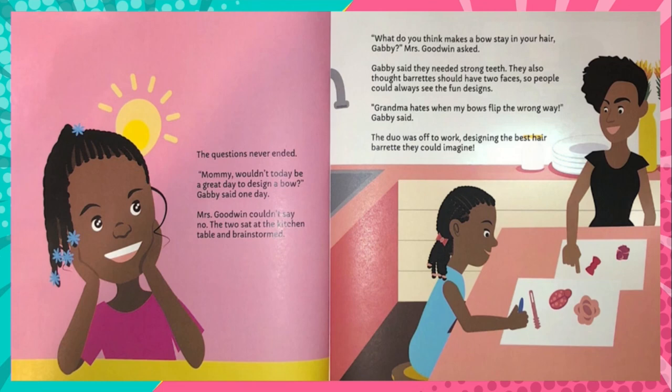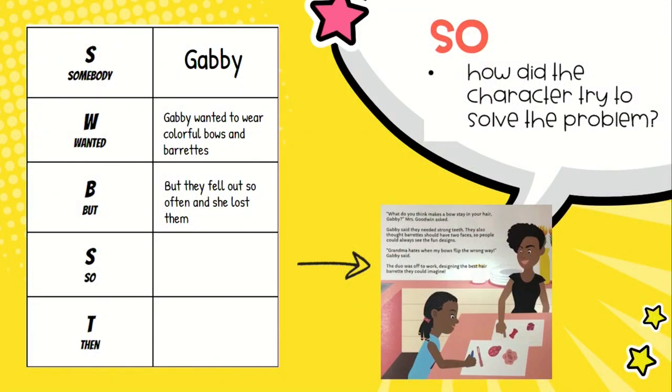I see some new information that we could use to fill out our graphic organizer. We already know that Gabby loved bows, but they fell out and she lost them. Has she tried to find a solution to this problem? Do we have any information that we could fill in our sew box? Remember to refer to the text.